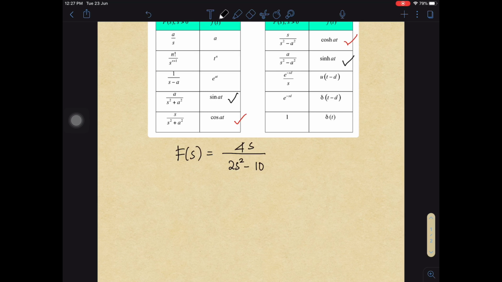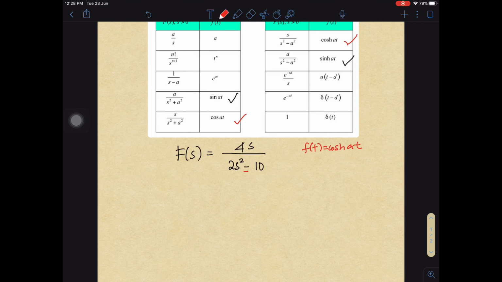You have F(s) equal to 4s over 2s squared minus 10. The first thing you can see here is your denominator involves s to the power of 2 minus a constant, and your numerator is a constant with variable s. So automatically you know that this is related to either the cos or cosh function. But if you look at the denominator, you have a negative sign here, therefore directly we know that this is related to the function f(t) equal to cosh at.